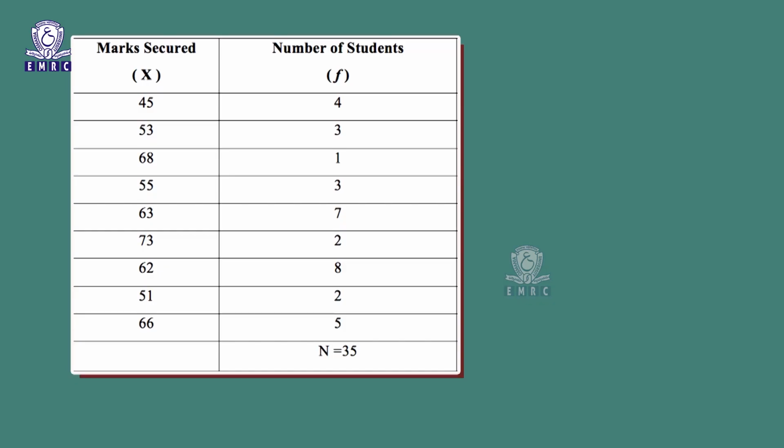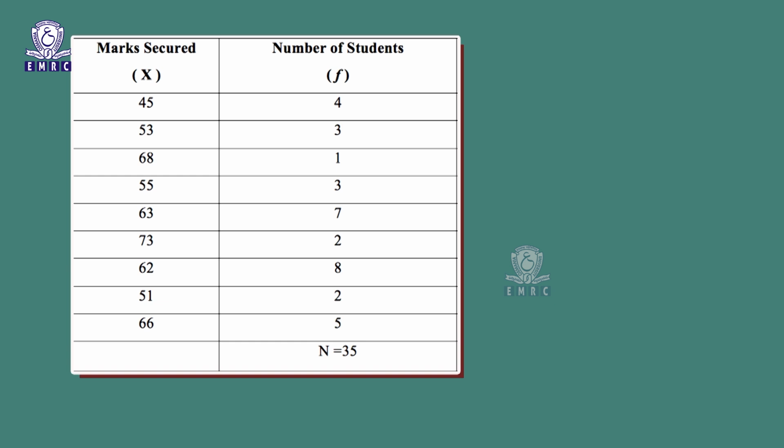Now in this table, we see that there are 4 students who have secured 45 marks. There are 3 students who have secured 53 marks, 1 student who secured 68 marks, 3 students who have secured 55, 7 students have secured 63 marks, 2 students have secured 73 marks, 8 students have secured 62 marks, 2 students have secured 51 and 5 students have secured 66 marks. Now this is the problem. So our duty is to calculate the mean of these scores.